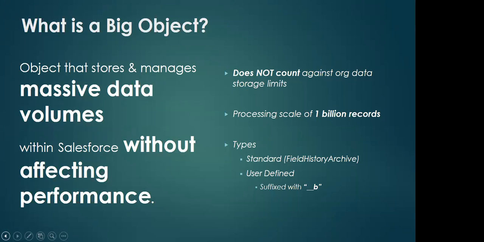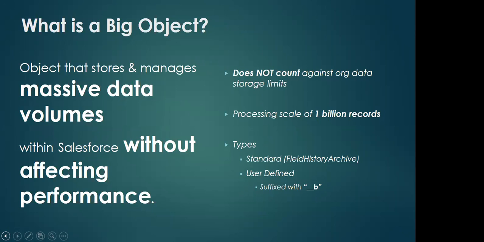Without big objects, we end up affecting performance as the volumes soar, and that's exactly where big objects come in handy. Now, one of the cool features that big objects offer is that they do not count against your org's data storage limits, which means that any data that you store within a big object does not count against your data storage limits. And that's where it helps us address one of the challenges from our previous slide.